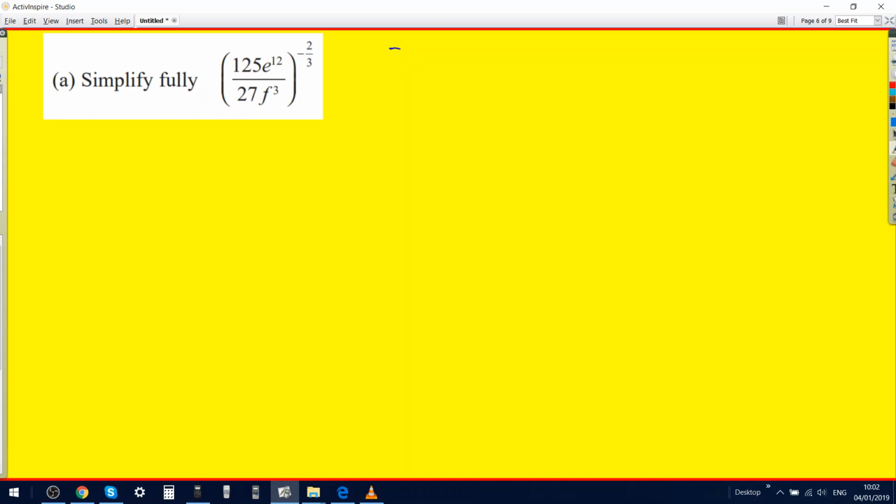So if you had something like 3 to the minus 1, that makes it 1 over 3. And that's because 3 by itself is the same as 3 over 1. So what will it do to a fraction? So what will it become then? Yes, and so that used up the minus.